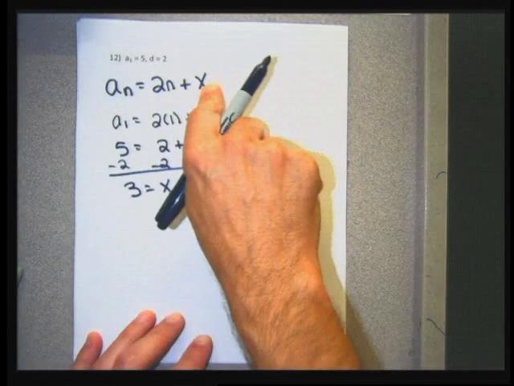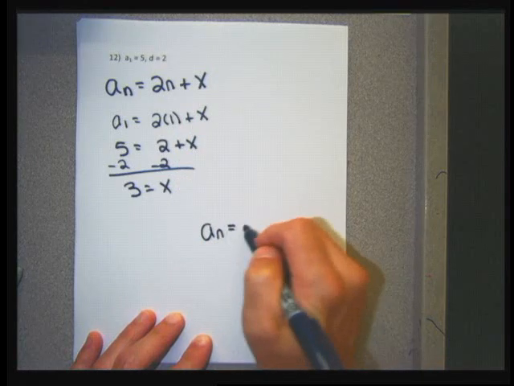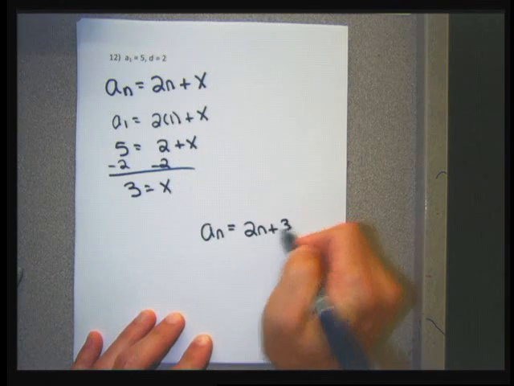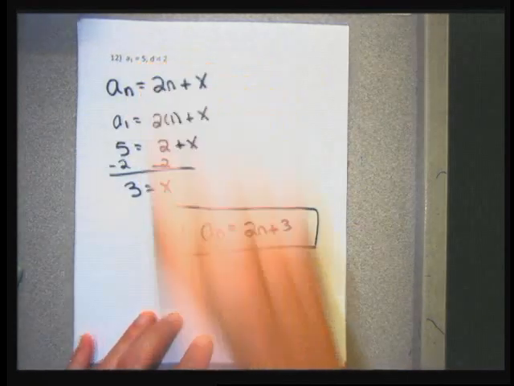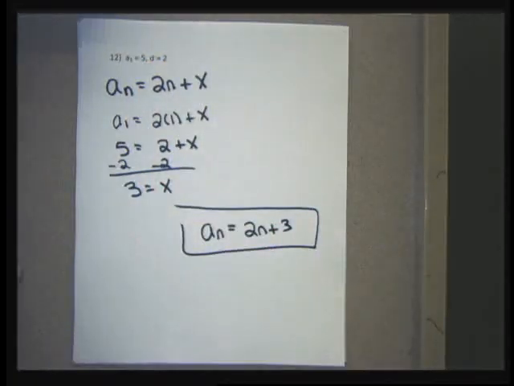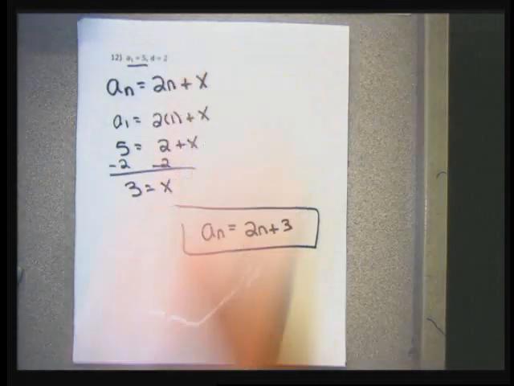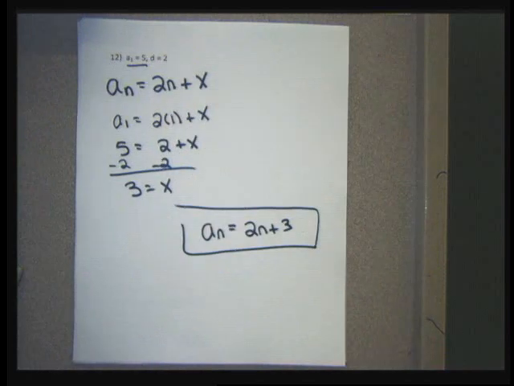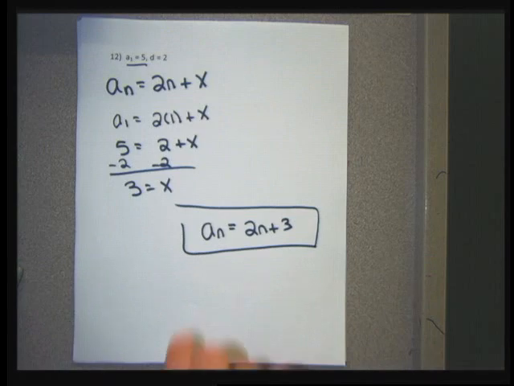Now I'll take the 3 and plug it back into that formula and claim that this equation, a sub n equals 2n plus 3, if I started listing terms, the first term would be 5, and every successive term would be 2 apart. So the terms would be 5, 7, 9, 11, 13, and 15. And I'm not going to check it. I know that that's right, but you could. Plug in 1 for n to make sure you get 5 for the first. Plug in 2 for n, make sure you get 7 because the terms need to be 2 apart. Plug in 3 for n, make sure you get 9, and so forth. You can go as far as you care to go.